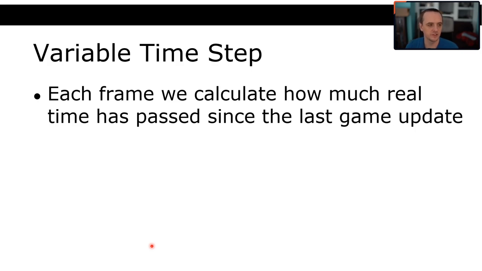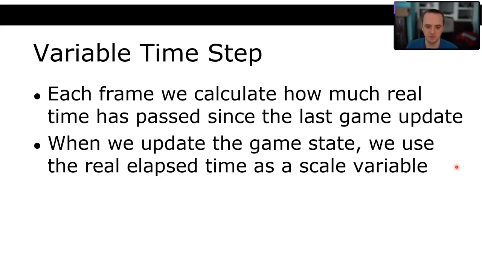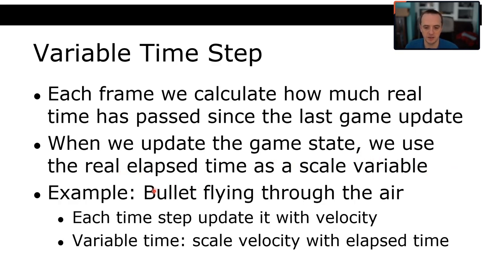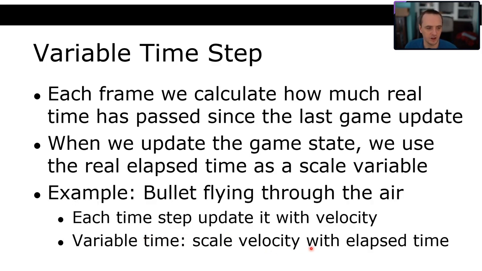Okay, so instead of just doing this thing where we sleep each time, we're going to actually calculate that the last game frame took a certain amount of time to update. And when we update the game state, we're going to use the real elapsed time as a scaling variable. For example, let's say we have a bullet flying through the air. Each time step, we're going to update it with the velocity. But with variable time steps, we're going to scale that velocity with the amount of elapsed time. So what does that actually do?